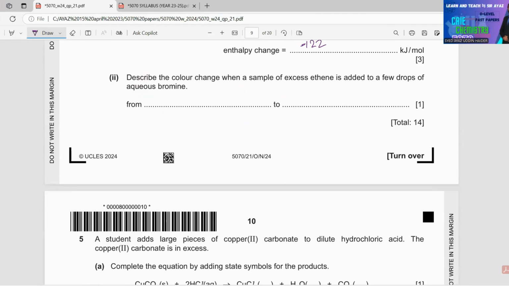Last part of this question. Number 2, describe the color change when a sample of excess ethene is added to a few drops of aqueous bromine. So the color change, what's the color of aqueous bromine? It's brown or orange. But when they are saying solution, it must be orange because at room temperature and pressure, bromine is brown. So in the solution, it must be orange. So you write orange here. And it will get decolorized. Orange to colorless.